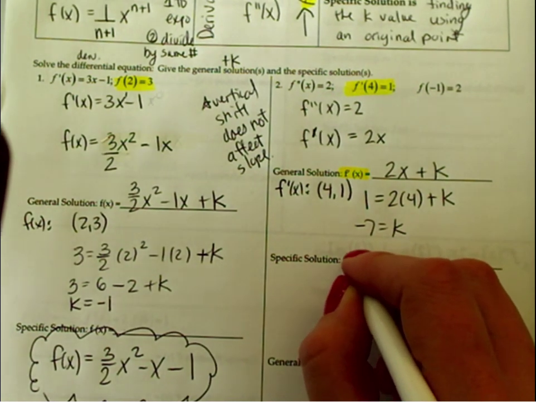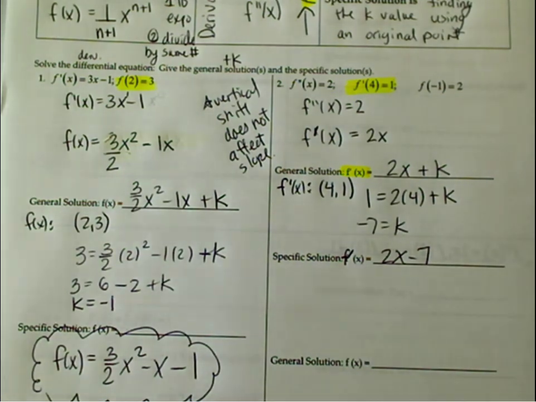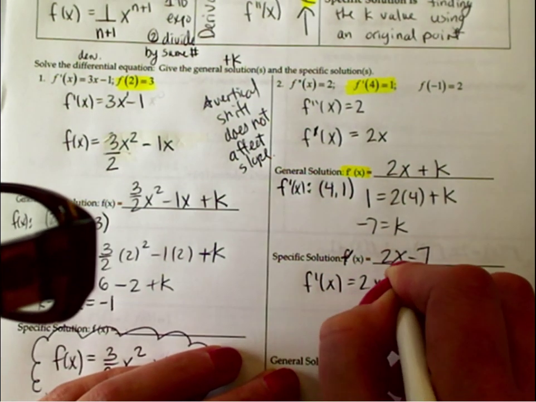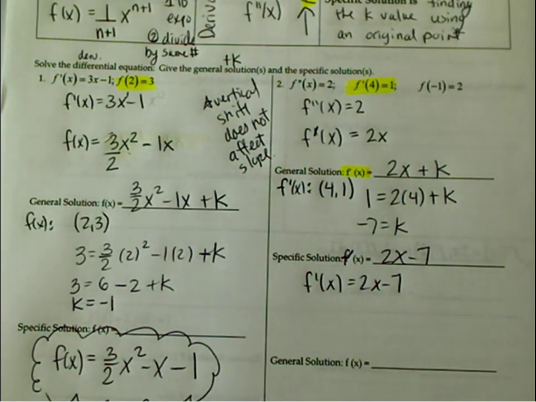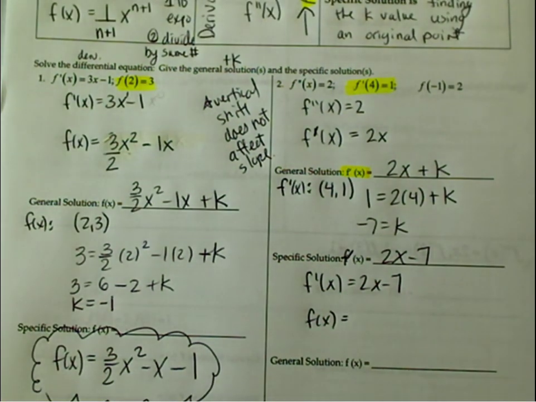Specific solution for f prime. You have to go in order. You can't just skip to the end. You have to go one level at a time. Complete the problem, then start over. Okay. If f prime is 2x minus 7, now do the antiderivative again to get the original.